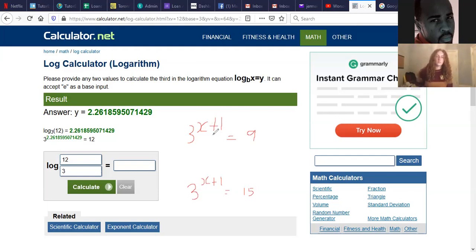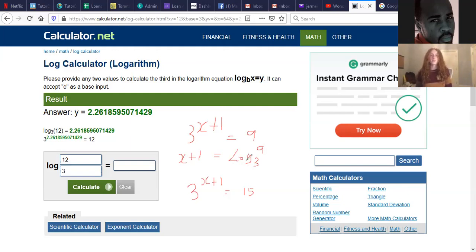So the standard way is we drop the exponent, correct? So x plus 1 equals log, the base is 3, of 9. Are we done? No, because you don't know what x is. Okay, let's keep going.